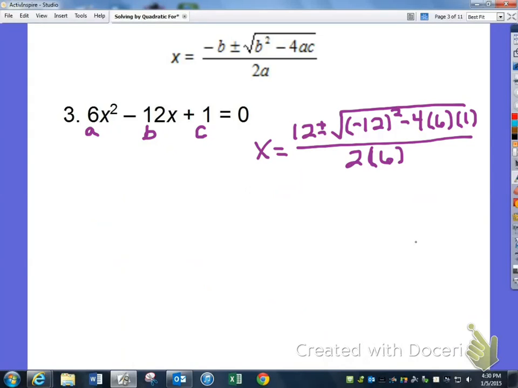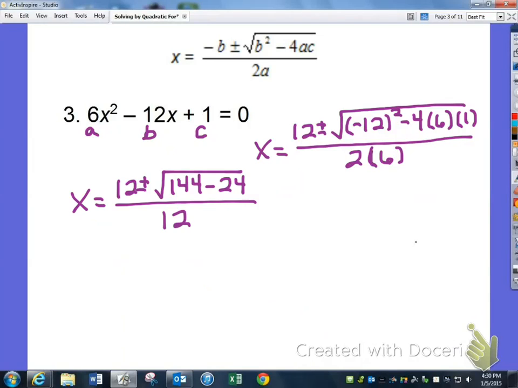Okay, I got x equals 12 plus or minus the square root of negative 12 squared minus 4 times 6 times 1, all over 2 times 6. Again, when you do negative b and b is already a negative, it makes it a positive. All right, let's simplify inside our radical and compare answers. Okay, I got 12 plus or minus the square root of 144 minus 24 over 12. And if we simplify even further inside our radical, we would end up with 12 plus or minus the square root of 120 over 12.